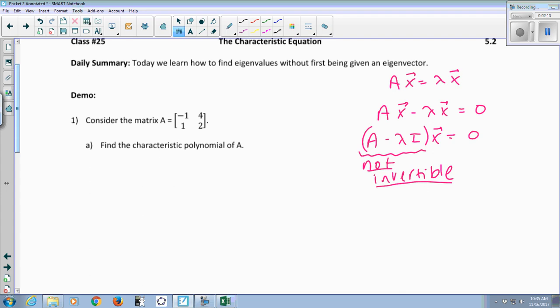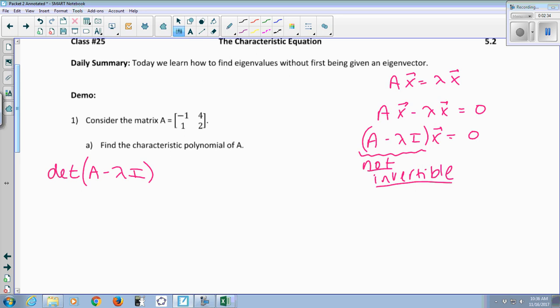So the characteristic polynomial is the determinant of A minus lambda I. It's a very subtle difference. The characteristic polynomial is just the determinant of A minus lambda I. The characteristic equation is when you set the polynomial equal to 0. It's just a subtle vocab difference.